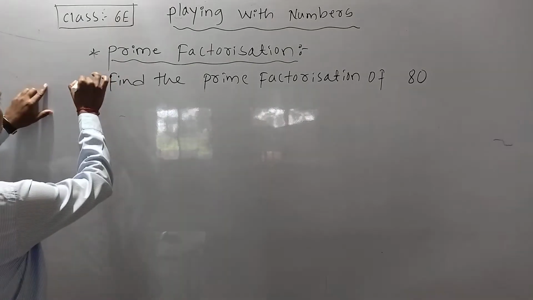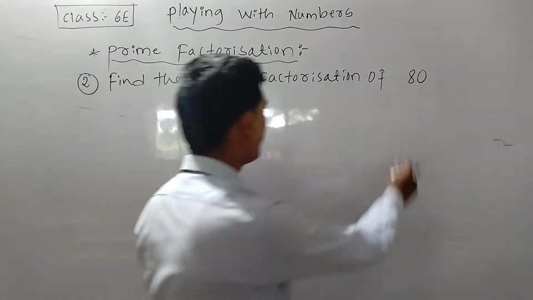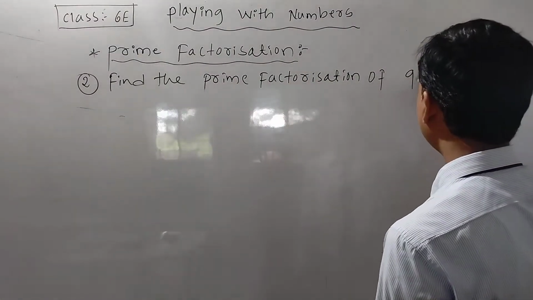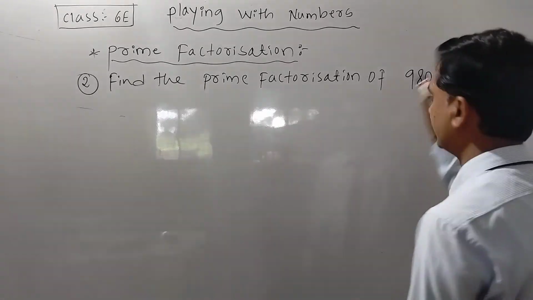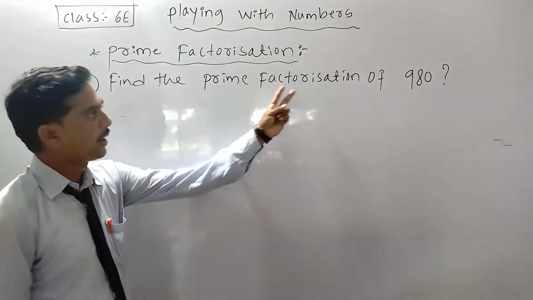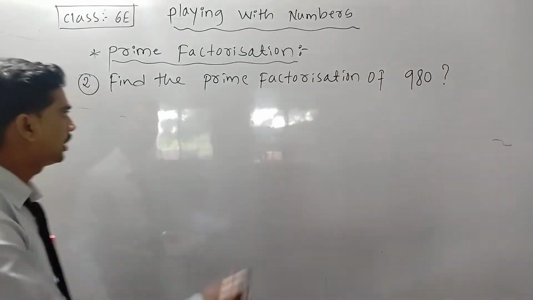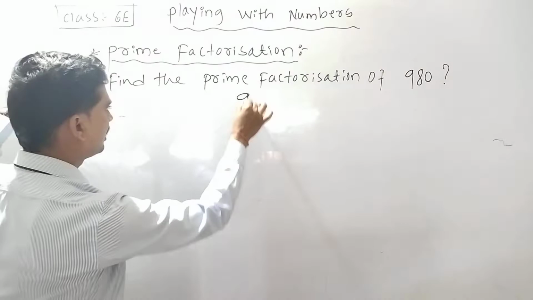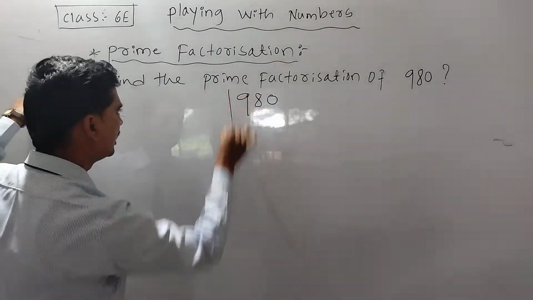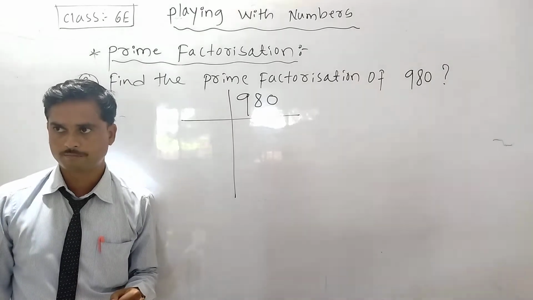Okay, next one, problem two. Find the prime factorization of 980. This is the given problem. Find the prime factorization of 980. Then you have to write 980 first, and then divide using only prime numbers.